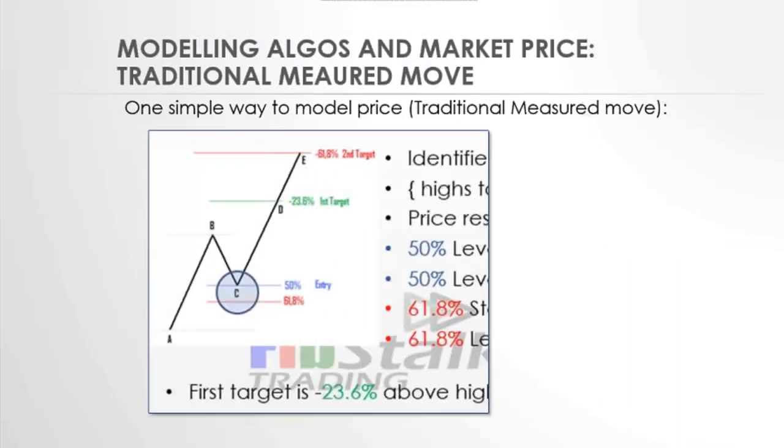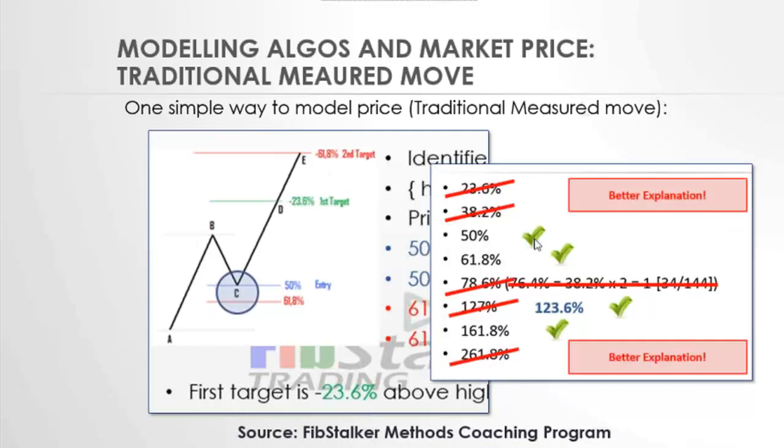So let's very quickly look at how we model market price. One simple way, if we have a move A to B, we look at the 50% retrace. This is the area C, and if price gets between the 50% and 61.8% level and never breaks the 61.8% level, I will consider that area as an important area where I want to look for participation. Okay, so again, I only use the 4 levels.